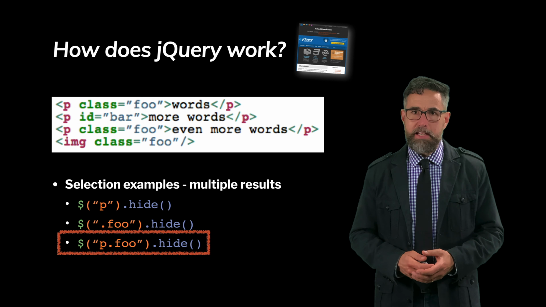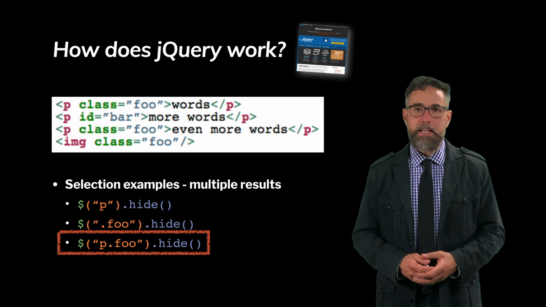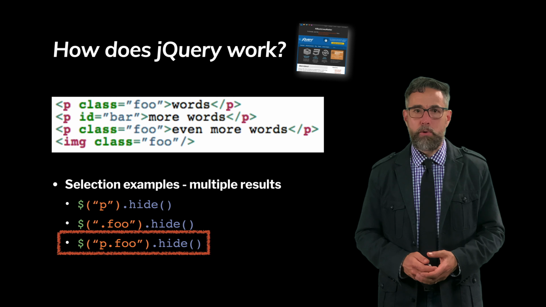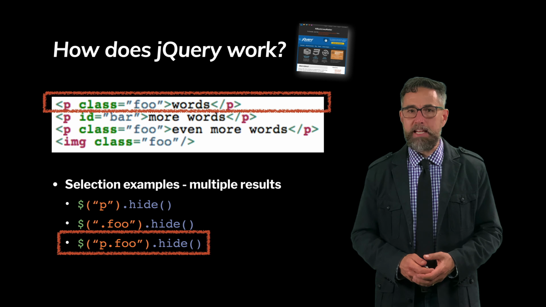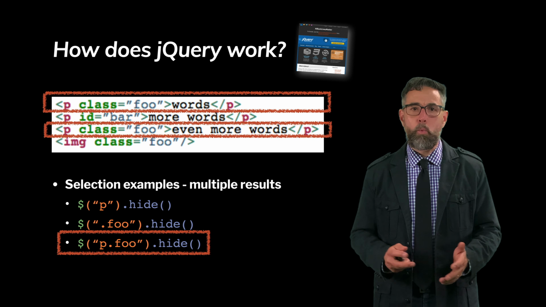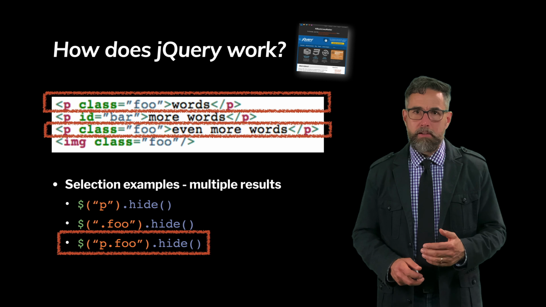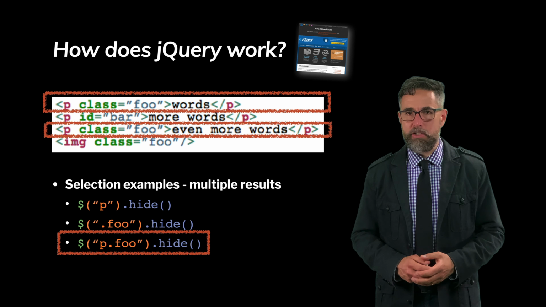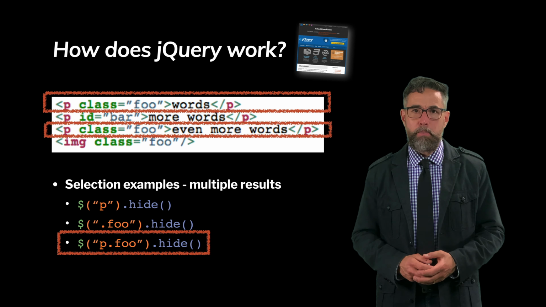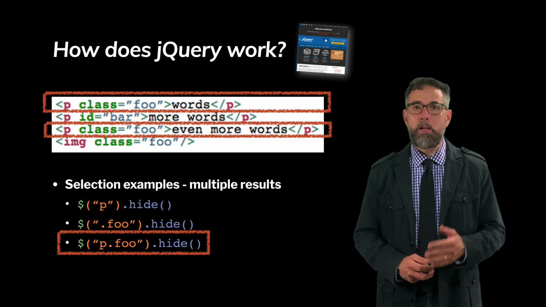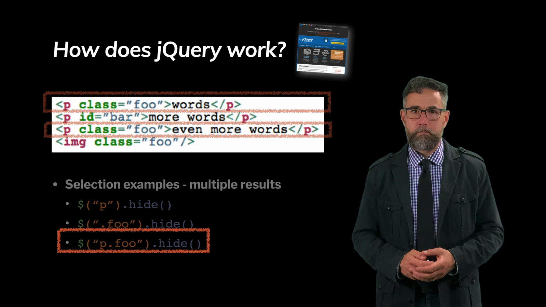In this third example, we're being more specific. We're saying only those paragraph tags that also have the class of foo are going to be hidden. And so in this case, we're only going to hide 2 elements, words and even more words. So 3 different queries coupled with appropriate HTML gives us the ability to hide and show different elements in our document object model using jQuery.